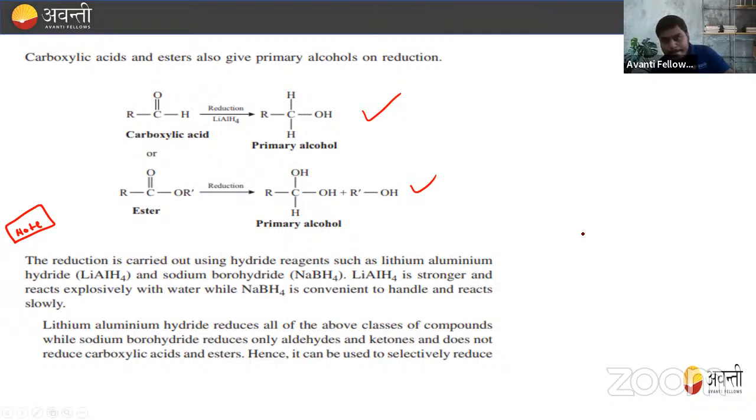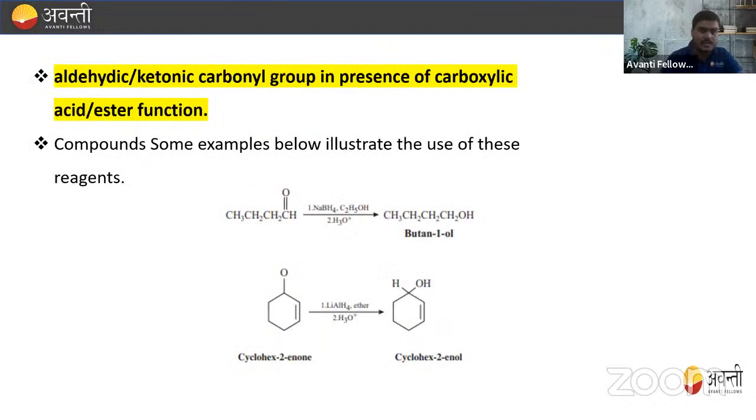What is the selectivity of lithium aluminum hydride and sodium borohydride? We use lithium aluminum hydride for the reduction of all four: carboxylic acid, ester, aldehyde, or ketone. But we cannot use sodium borohydride for carboxylic acids and esters. Sodium borohydride can only reduce aldehydes and ketones, so this is selective reduction. Now, aldehydic and ketonic carbonyl groups can be reduced in the presence of a carboxylic acid or ester function. Some examples below illustrate the use of this reagent.